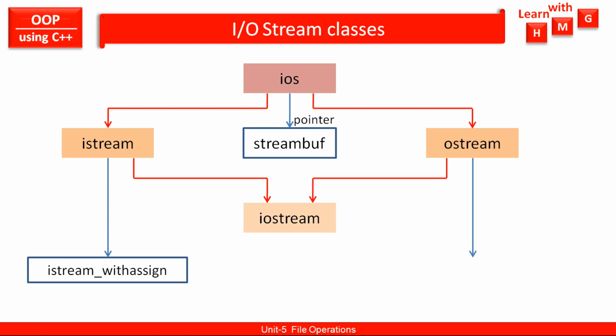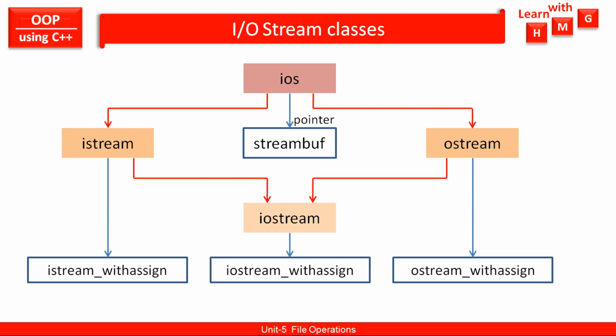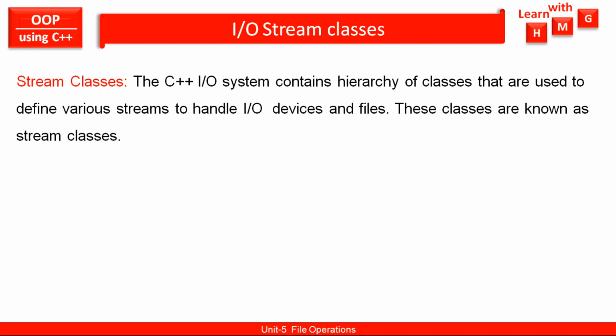From the OStream class, one class is derived, named OStream with assign, while from the IOStream class, the class named IOStream with assign is derived. So these are the classes at the next level of the hierarchy of IOStream classes. With assign means with assignment operation. Let us understand the stream classes.